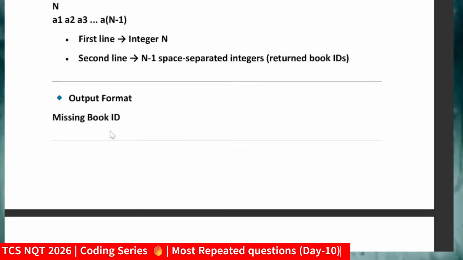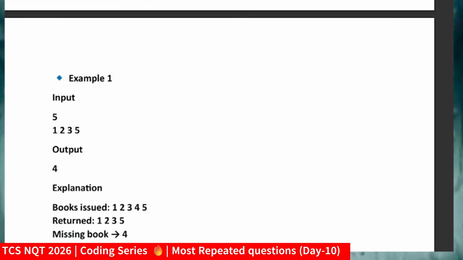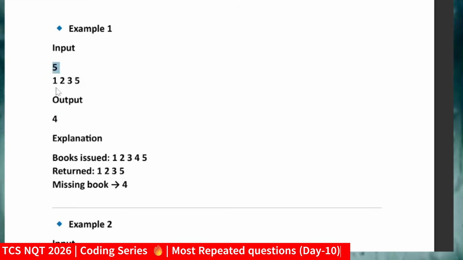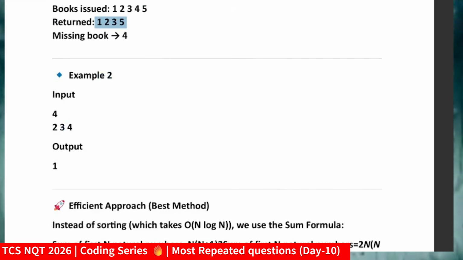The output format is that you should just return the book ID. Suppose I take 5 as input, meaning a total of 5 books have been issued, and these are the returned book IDs. What is the missing book ID? It will be 4. You simply have to find the missing ID, so you can apply the concept of the missing number in an array. The explanation: the books issued are 1 2 3 4 5, total 5 books, and the returned ones are 1 2 3 5, so the missing book is 4. You just have to output this value.